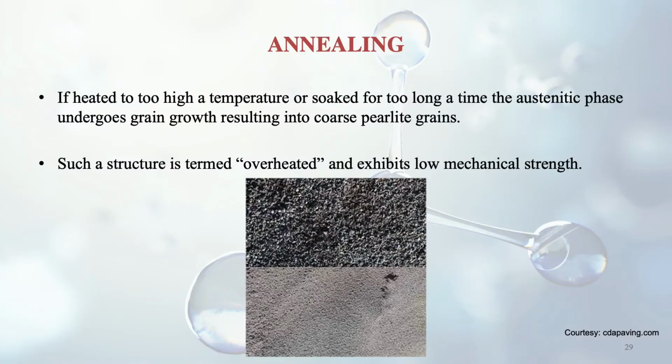So if we are heating that steel to a very high temperature and then soaking it for a long time, it will follow the TTT diagram and we will have coarse perlite grains instead of the fine ones. Such a structure is termed overheated and exhibits low mechanical strength. So the difference between the coarse and the fine is given here in this figure. You can see in the coarse one, the spaces between the particles are more, whereas in the fine one they are together. It's very compact. So that is the basic difference between the coarse and the fine microstructure.